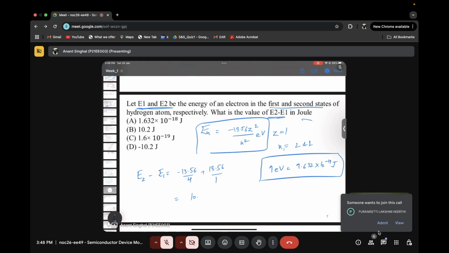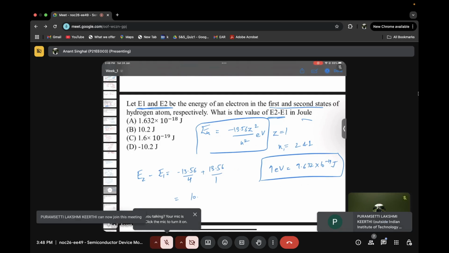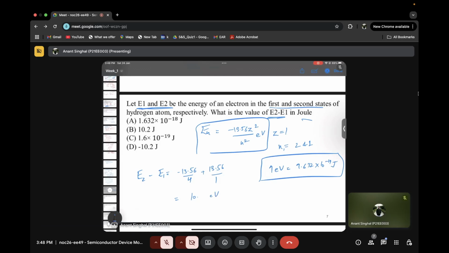So if it is 3.39, it should be 10 point something electron volt. And the question is asking in joules, so we need to multiply it by 1.6 times 10 to the power minus 19. This will be in joules. So the answer would be approximately 1.6 times 10 to the power minus 18, because we have 10 electron volt. So option A is the correct answer.